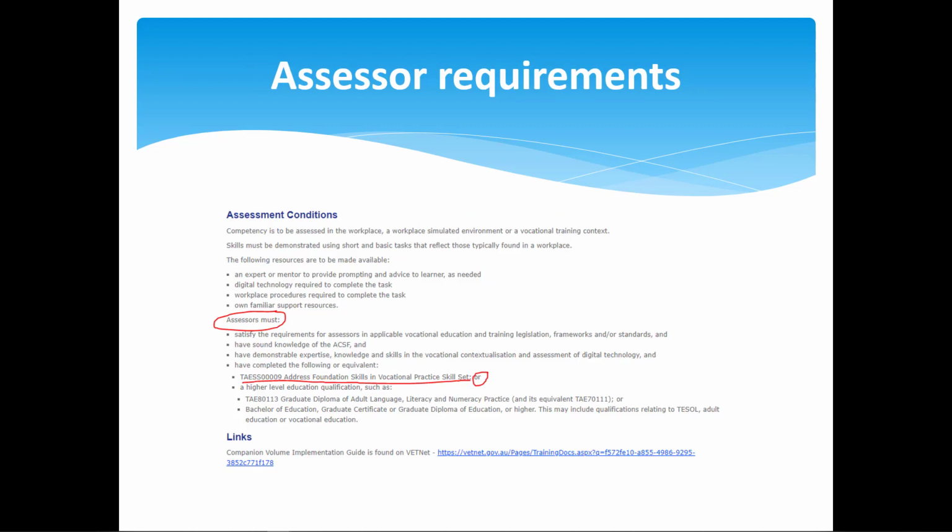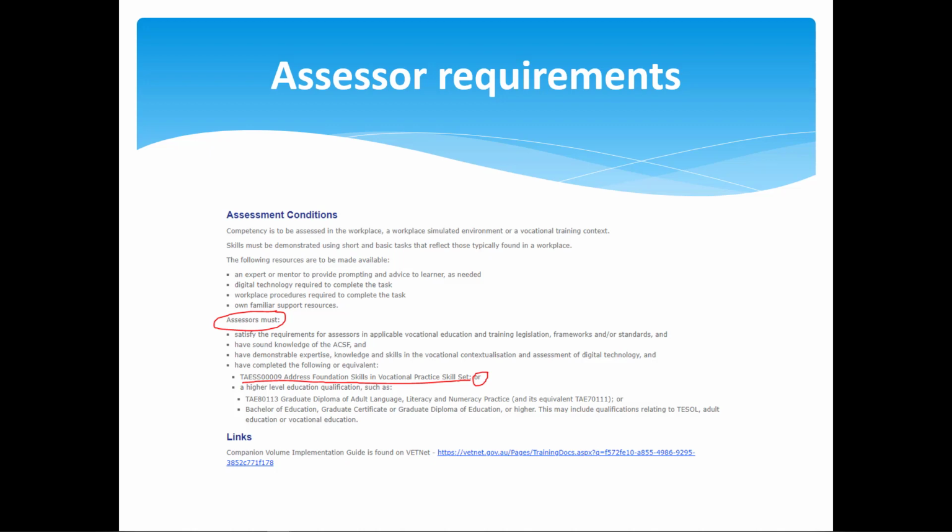Here's an example, and you can see here that the assessor must satisfy the requirements of assessors in applicable vocational education and training legislation, have a sound knowledge and understanding of the ACSF, and have demonstrated expertise, knowledge and skills in the vocational contextualisation and assessment of digital technology, and have completed the following or equivalent. And that following is the TAESS 0009 Address Foundation Skills in Vocational Practice skill set, or hold a higher qualification.